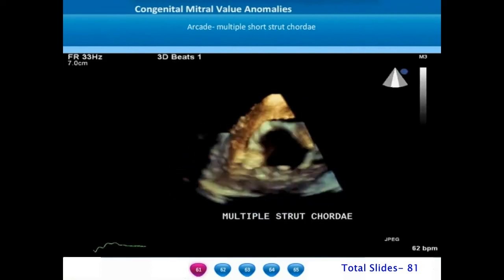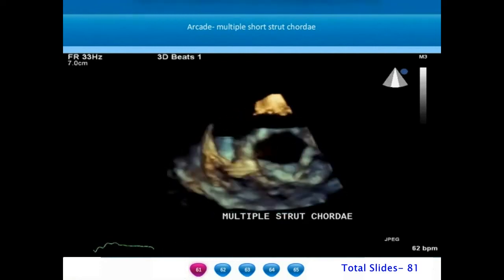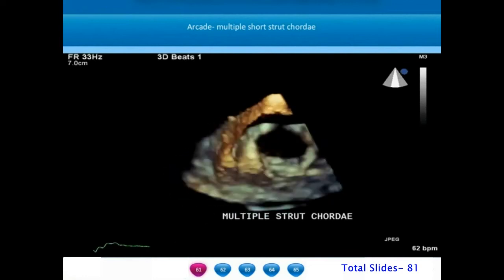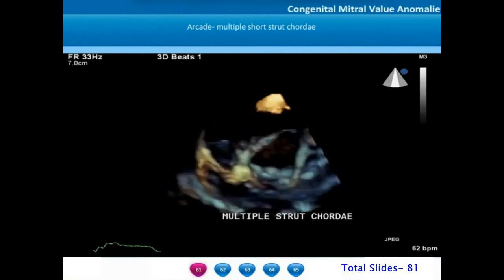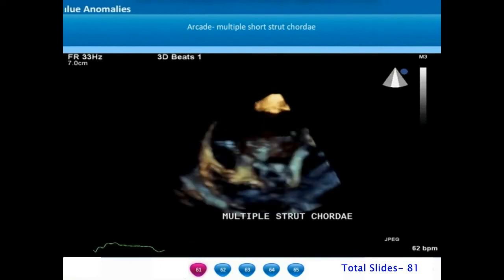In this three-dimensional echocardiogram, we are visualizing the basal portion of the left ventricle after cropping off the apical and mid portions of the left ventricle. We can see that there are multiple thickened short papillary muscles and shortened strut chordae. This distribution of papillary muscle and chordal apparatus is described as the mitral valve arcade.